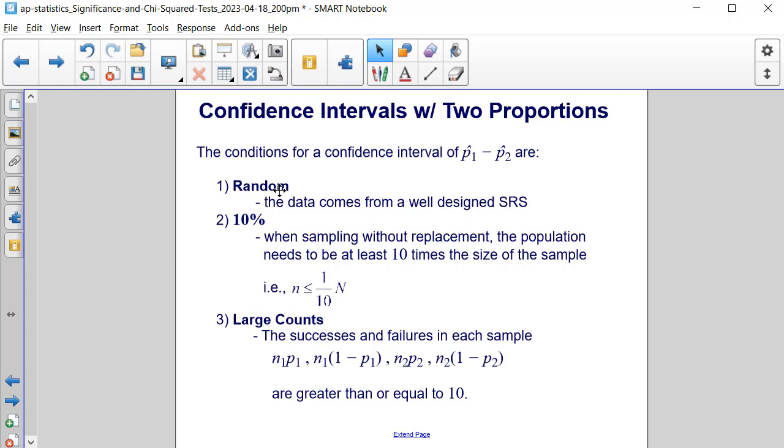The conditions for a confidence interval of our sample proportion 1 minus our sample proportion 2 are as follows. First, it has to be random. The data has to come from a well-designed simple random sample. Condition number 2 is 10%. When sampling without replacement, the population needs to be at least 10 times the size of the sample. In other words, our sample size must be less than or equal to 1/10 times the total population. It also has to follow large counts. The successes and failures in each sample, which are N1 times P1, N1 times 1 minus P1, N2 times P2, and N2 times 1 minus P2, all have to be greater than or equal to 10.